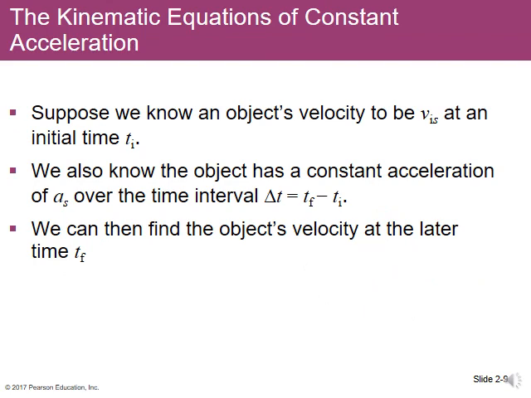Okay, now let's turn our attention back to specifically constant acceleration. How do we solve problems when we know that we have a constant acceleration? Well, we can use some of the mathematical relationships that we've already derived, and in particular some of the graphical relationships between things like velocity, displacement, and acceleration to derive some equations that we can then use to solve a variety of different types of problems. So suppose that we know the object's initial velocity. We also know that it has a constant acceleration over some time interval. We can then find the object's velocity later. We can also find the object's displacement. We can find a lot of things about the motion, and that's what we're going to look at next.